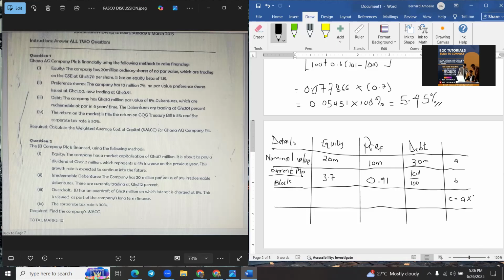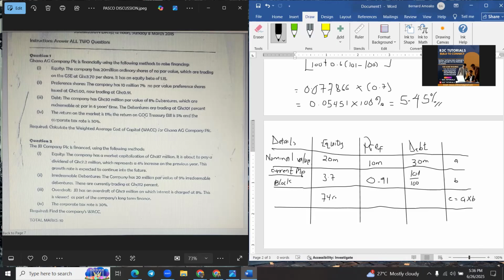A multiplied by B. So A is 20 and 3.7. So what is 20 million by 3.7? That is 74 million.